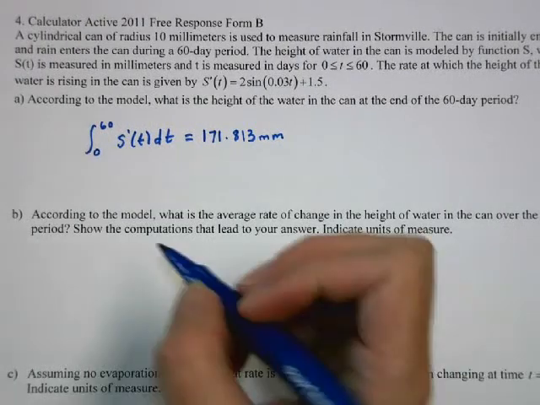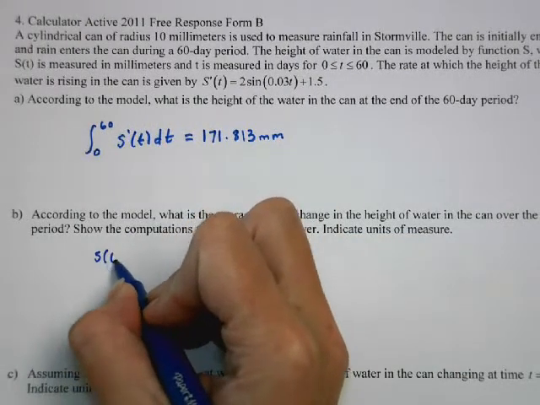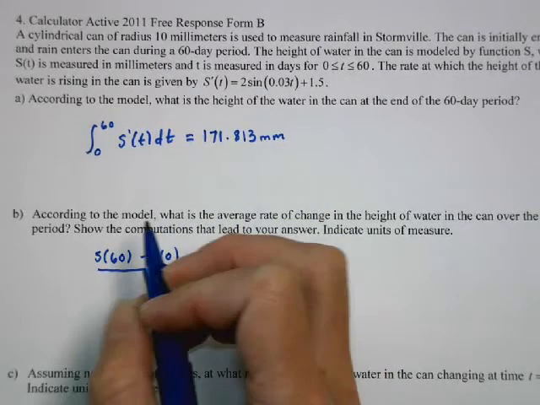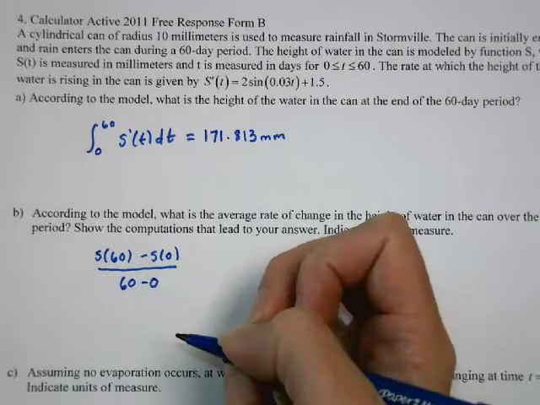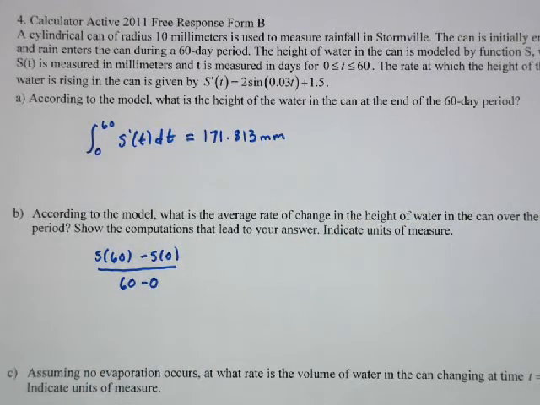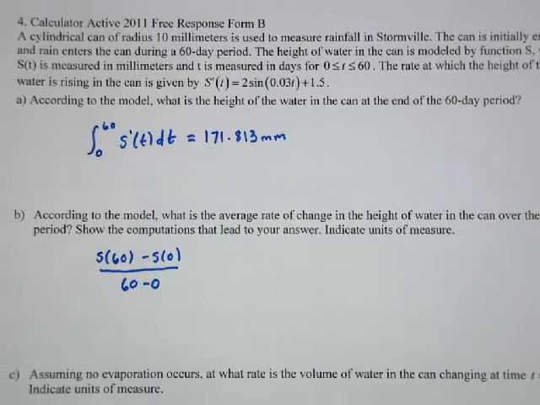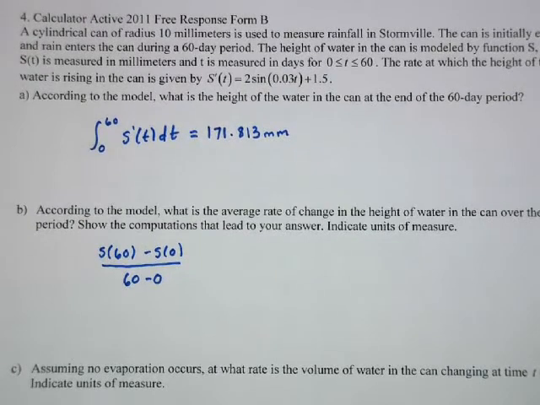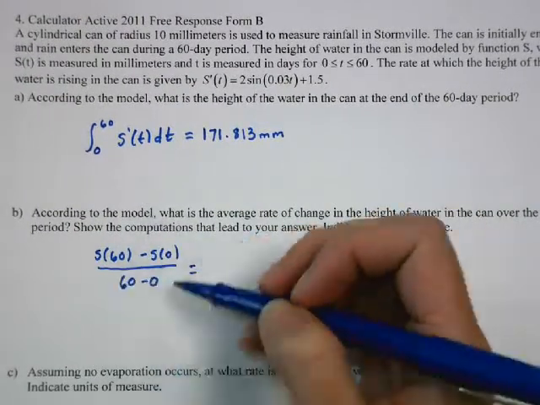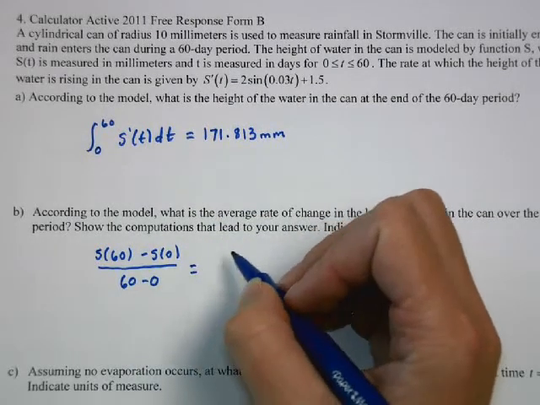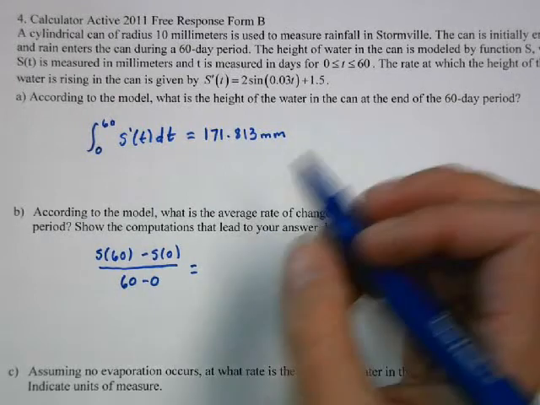Okay, so average rate of change is going to be s of 60 minus s of 0 over 60 minus 0. Okay, we don't have s. This is slope. So average rate of change, like I said, is slope. So we're doing this calculation, but we don't have s, but we have s prime. So to get s, we need to integrate.